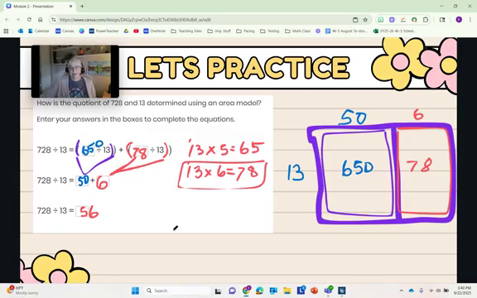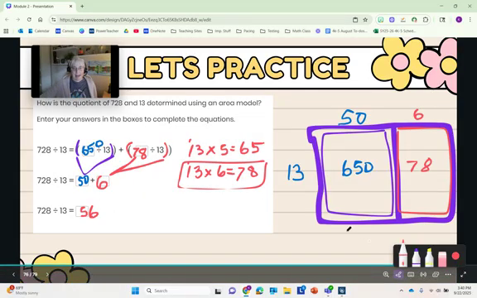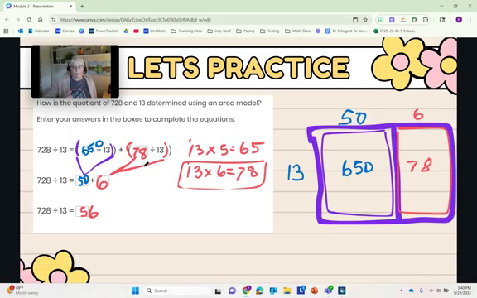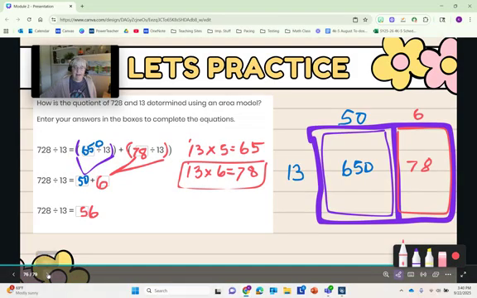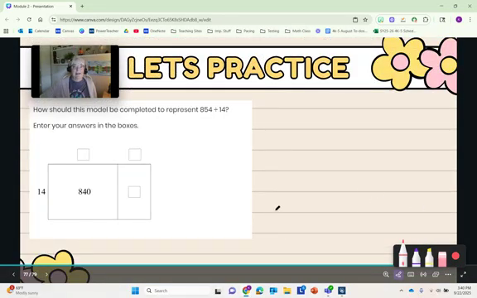And that's how you do it with the area model. Remember that each group of parentheses is a group of ones, tens, and sometimes even hundreds. Let's look at the next page here. Here they've given us some of the information.